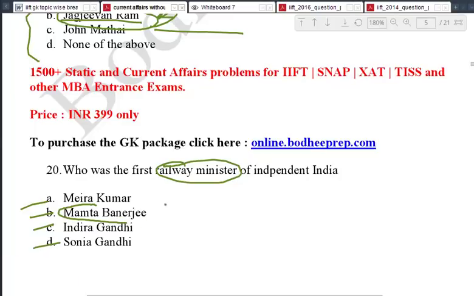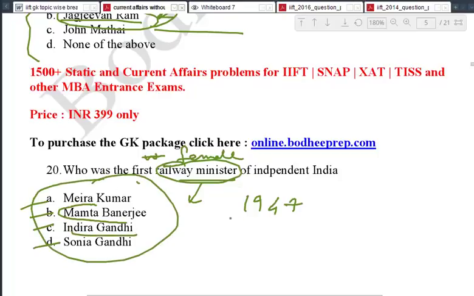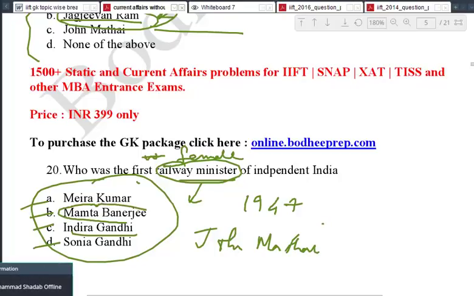Sorry. I think the question is incorrect. First woman railway minister, or female railway minister. The question is incorrect. Who was the first female to be the railway minister of India? I mean, just imagine, the first railway minister would have been there in 1947. How can these people be born in 1947? Even Indira Gandhi was a toddler way back in 47. The first was John Mathai. John Mathai was the first railway minister, and the first female railway minister was Mamata Banerjee. So this is the question I had in mind, but I missed the female word here. Yes, Didi was correct.